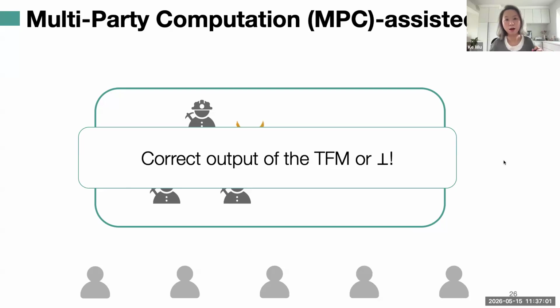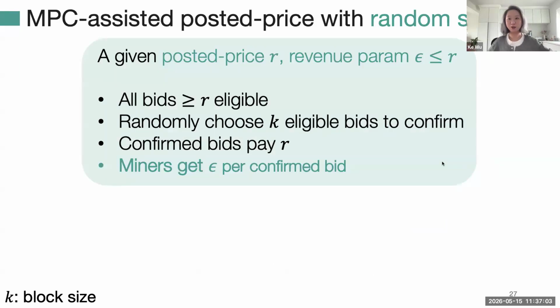Now, with this strong model, let me introduce you this mechanism. Quite simple. It's posted price with random selection. This mechanism comes with two parameters: posted price R, which is a ticket or limit offer. If you're willing to pay the price, you're eligible. If you're not willing to pay this price, you just walk away. And there is a revenue parameter epsilon, which is upper bounded by the posted price. This revenue parameter controls how much the miner gets.